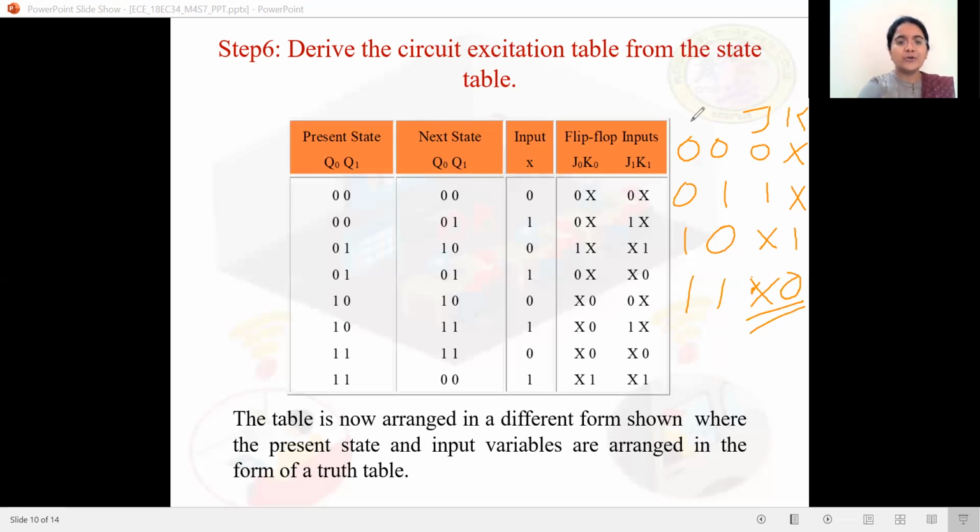And here, to write the flip-flop inputs, we have to consider the present state and next state of the flip-flops. Here we are considering the Q0 first, and then afterwards we check for the Q1. Here the present state Q0 and the next state Q0, or we can consider Q0 plus here, and Q1 plus. Here when Q0 is 0 and Q0 plus is 0, then what are the flip-flop inputs? 0x.